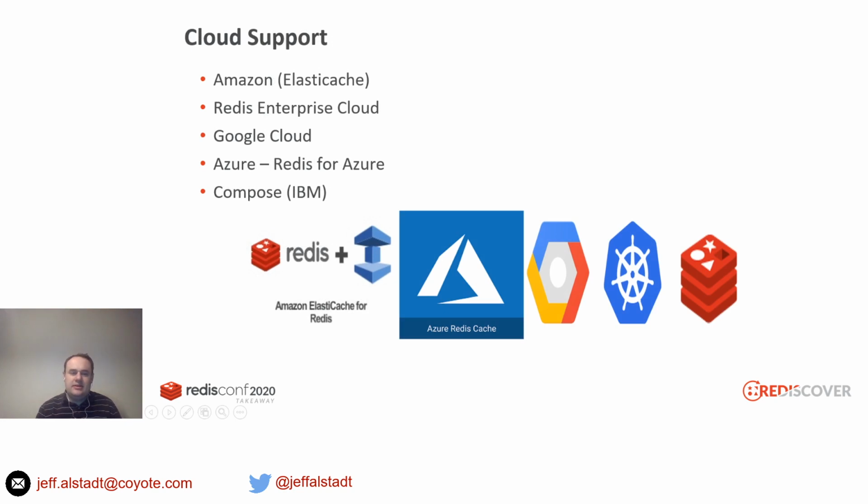Let's talk a little bit about the cloud support that exists for Redis. Redis has support on Amazon. Amazon calls it ElastiCache. There's also Redis Enterprise Cloud. This is the one that's officially supported by Redis Labs. There's Google Cloud, which you can use. And then Microsoft has Redis for Azure. And IBM has Compose.